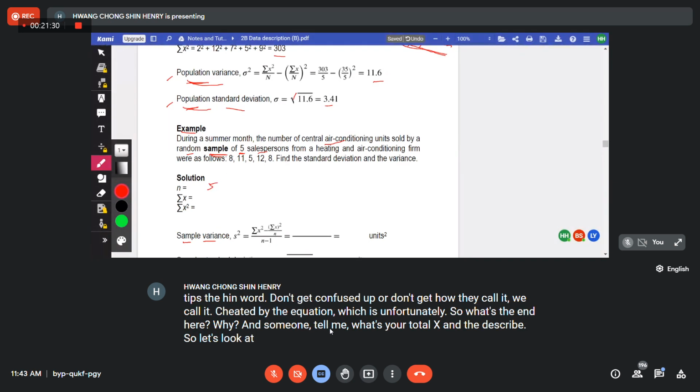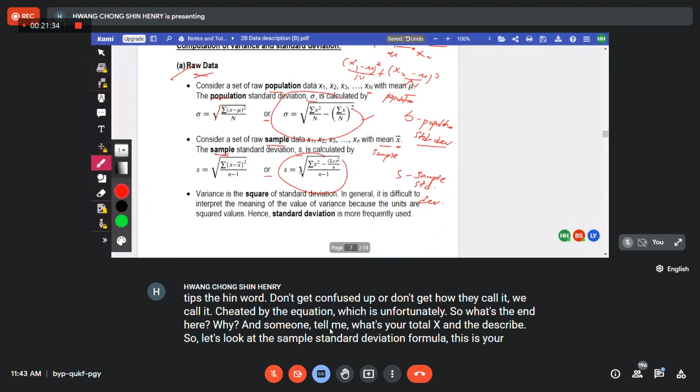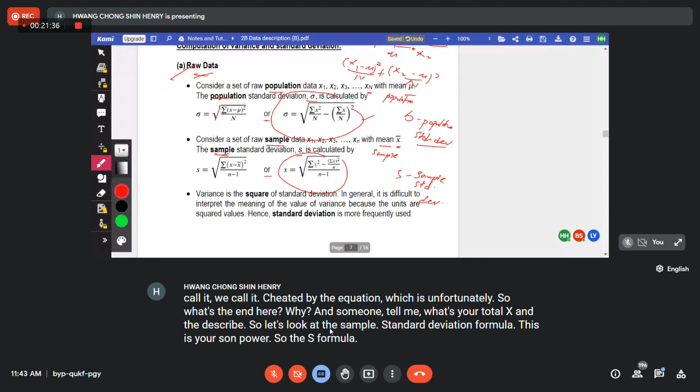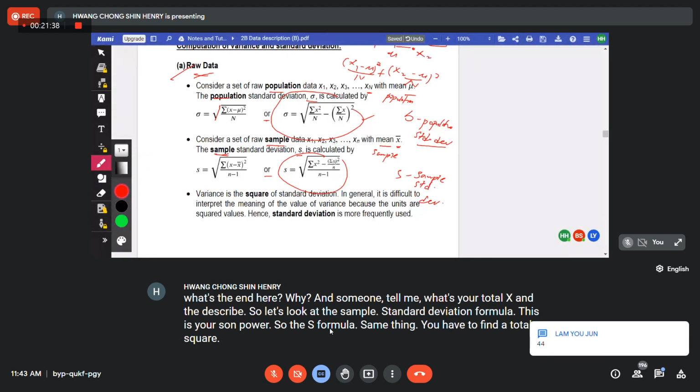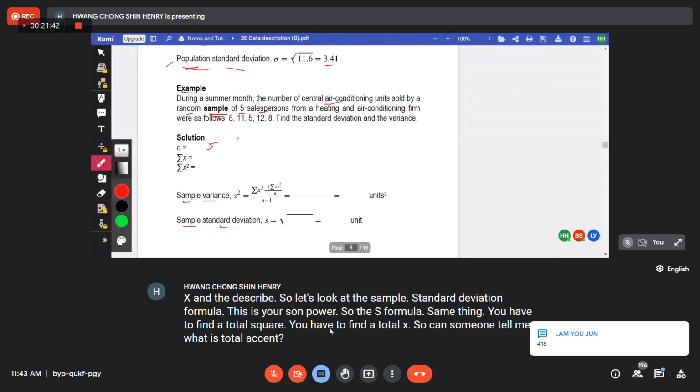So let's look at the sample standard deviation formula. This is your sample, so the S formula. Same thing, you have to find the total X square, you have to find the total X. So can someone tell me what is total X here? Is this 44? X square? 418.